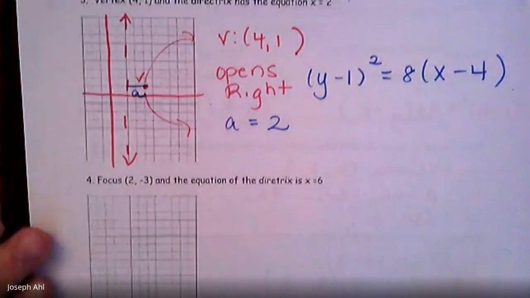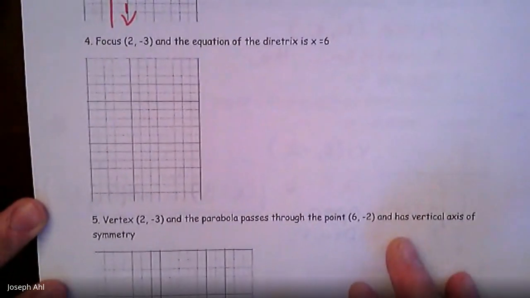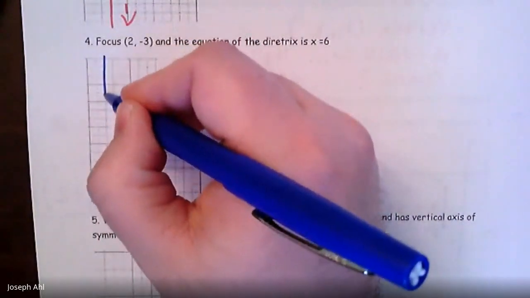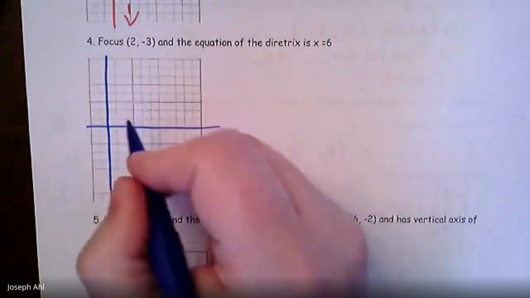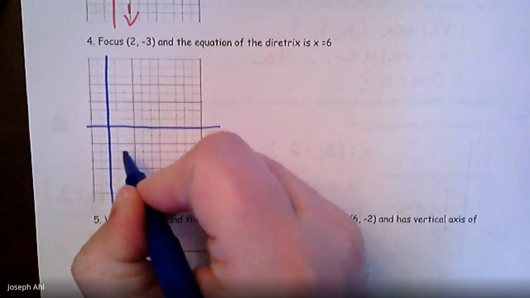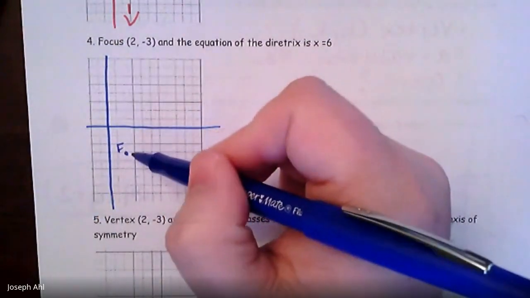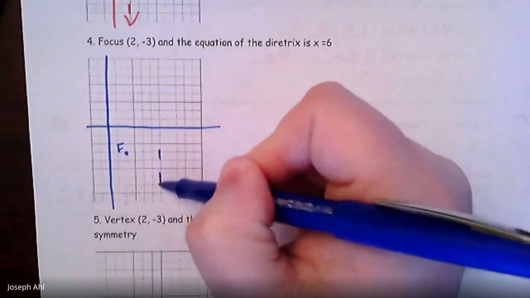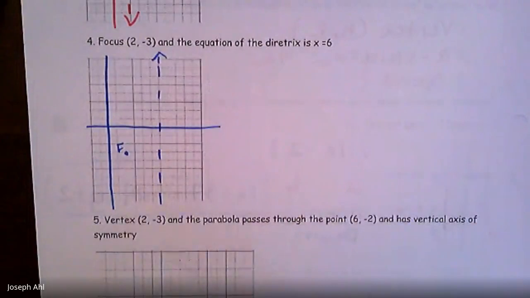Okay, moving on to the next one. We finally don't know the vertex. We've known it in every other example, but this time we know the focus and the directrix. Okay, focus is at (2, -3). So there's that. The directrix is at x equals 6. So there's the directrix line. And based on that, we should be able to write the equation of the parabola.